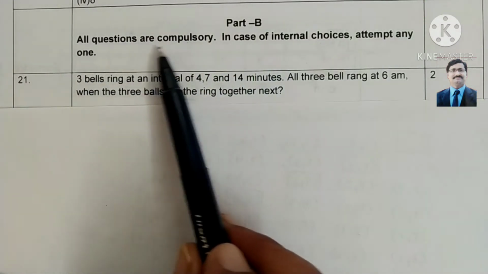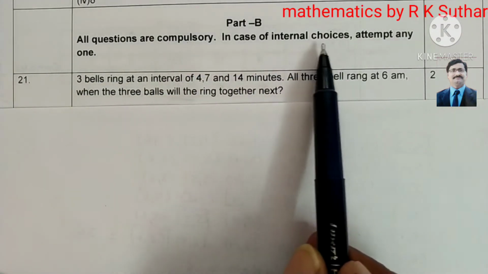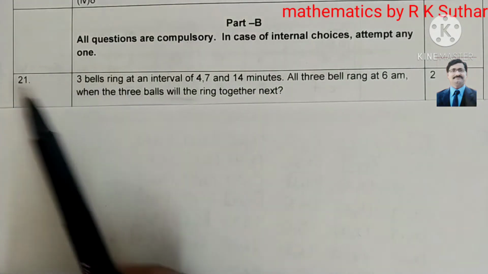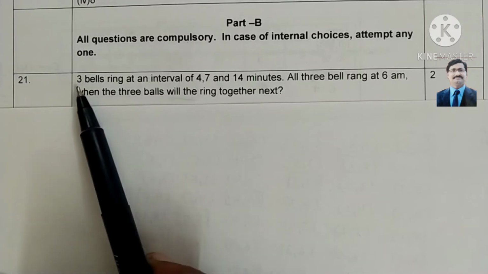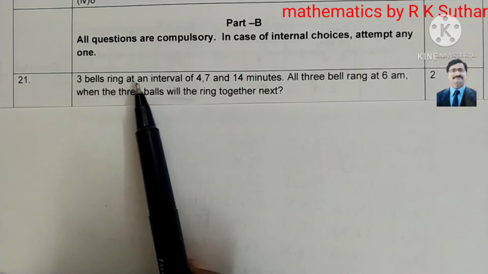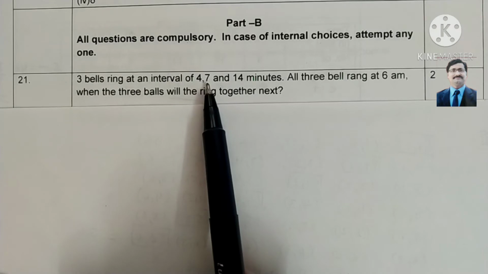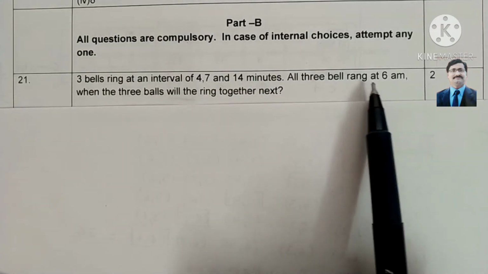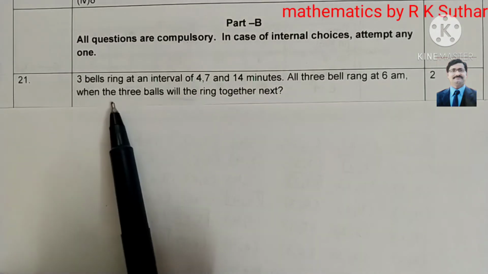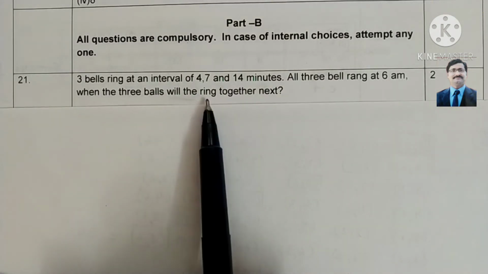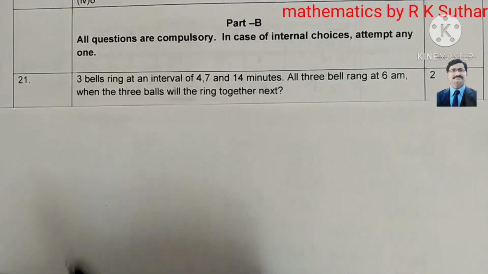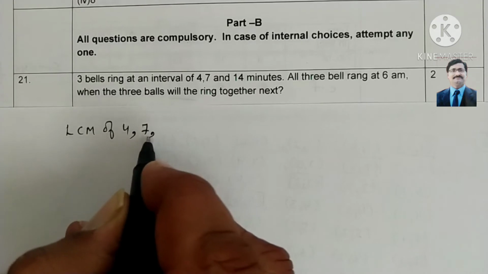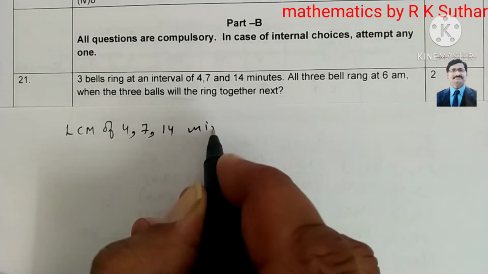All questions are compulsory. In each case of internal choice, attempt any one, but I will solve all the questions. Look here, the 21st question: 3 bells ring at intervals of 4, 7 and 14 minutes. All 3 bells ring at 6 am. When will the 3 bells ring together next? It means we have to find the LCM of 4, 7 and 14 minutes.